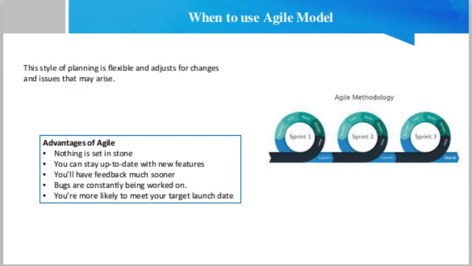Friend, this style of planning is flexible and adjusts for changes and issues that may arise. It also doesn't require as much upfront planning as the waterfall method does. The goal is simply to get the ball rolling, knowing that you can always make adjustments later on. Agile project management is also much more collaborative.